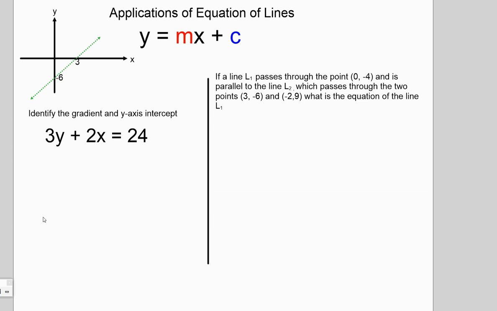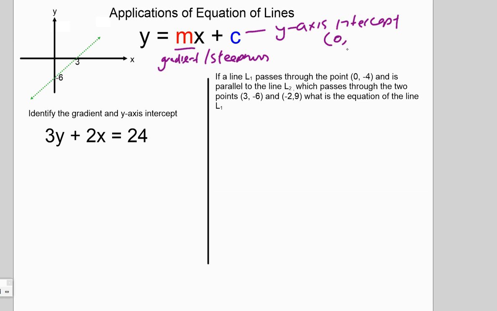We should know that m is the gradient, or steepness, of a straight line, and c is the y-axis intercept. So basically, it's where the straight line graph passes through the y-axis. And we always know that when it passes through the y-axis, the x value will always be equal to 0.